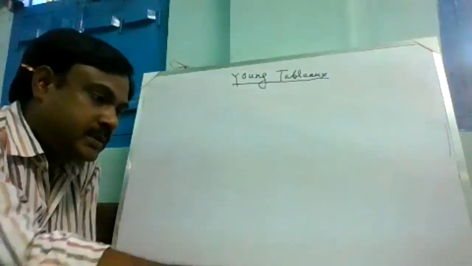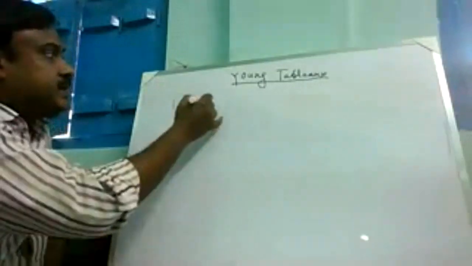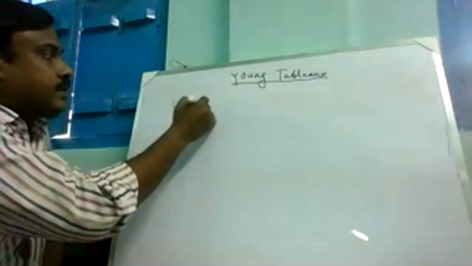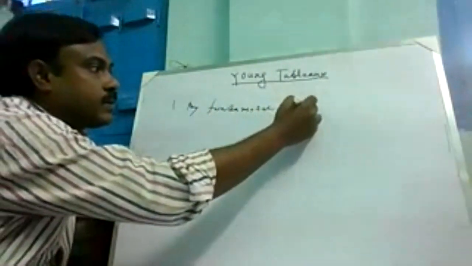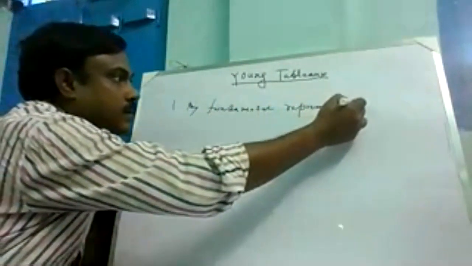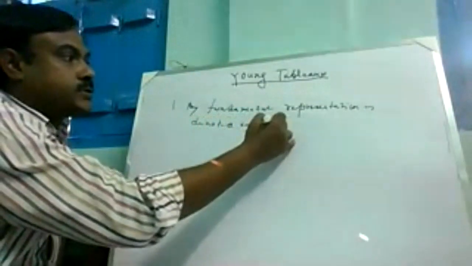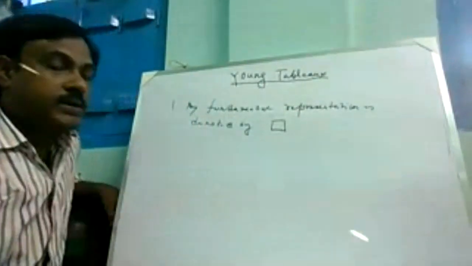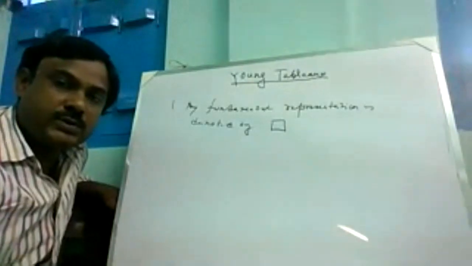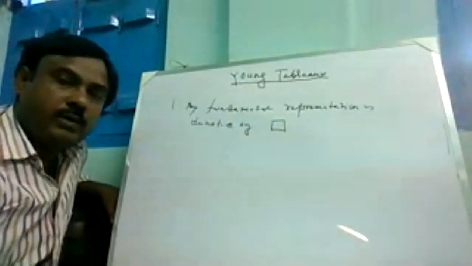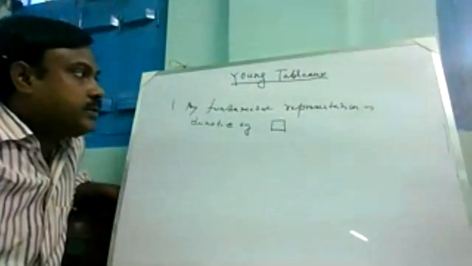Number one, any fundamental representation is denoted by a box, a single box. For example, for SU2 representation, you represent a box. For SU3, a box. SU4, a box. SU5, a box. Whatever be the number of the group, you have to represent it by a box.